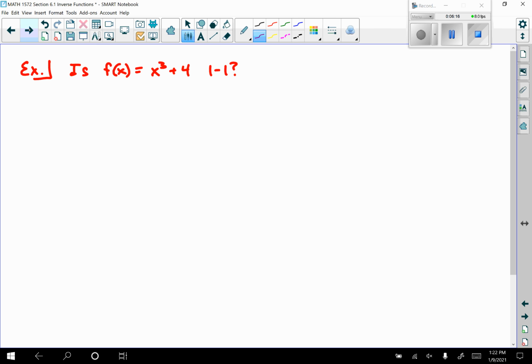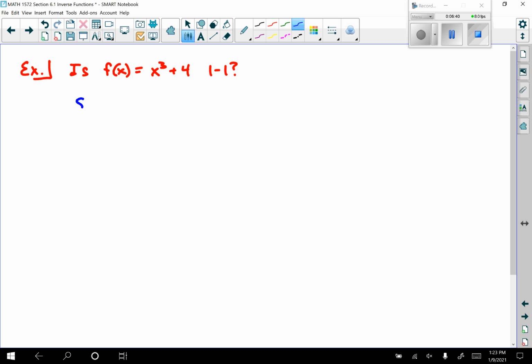Let's take a look at this, just not graphically. So is f of x, which is equal to x cubed plus 4, one to one? Well, f of x, which was equal to x cubed in our last example, was one to one, and this is just shifting that 4 units up. So we would expect it to maintain the same behavior, so it should also be one to one. But here's a way that we're going to show this.